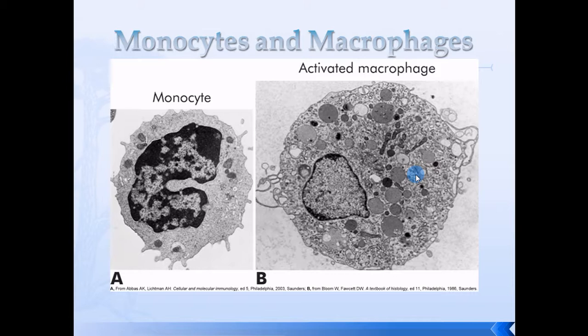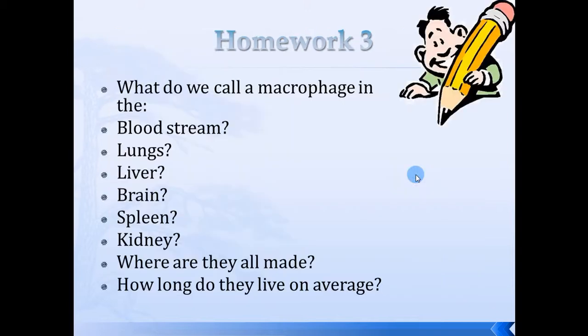On the next slide, I have a homework question. Macrophages are actually found all over the body, and we give them different names. A monocyte is what we call it when it's floating through the blood, basically in an inactive form.